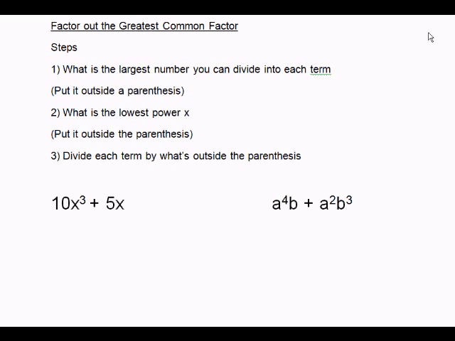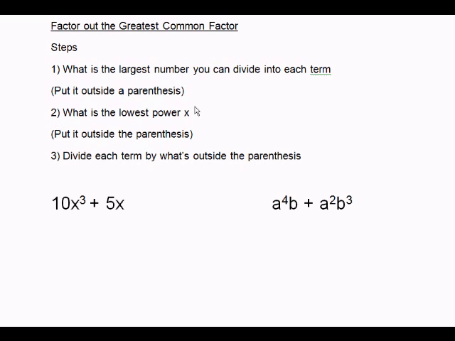This video is on how to factor out the greatest common factor. And here are the steps. Step number 1. What is the largest number you can divide into each term? Put this outside of parentheses.